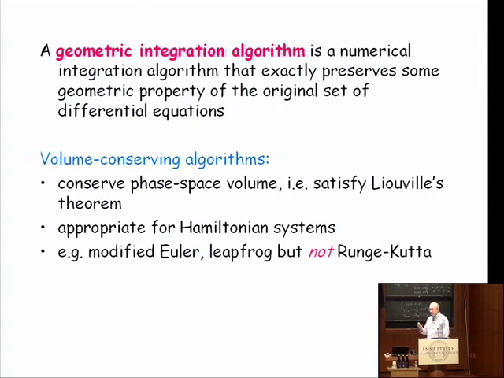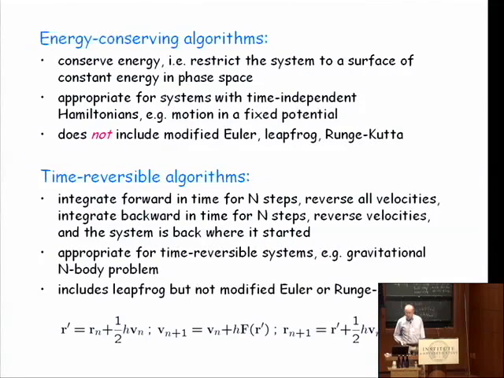But that's not the only geometric property that you might choose to use. You could also look at energy conservation. Any motion in a fixed potential conserves energy. Geometrically, it says that you have a whole phase space, but there's an energy surface of lower dimensionality in the phase space, and the system has to stay on that energy surface. And so if you can find an integration algorithm that keeps you on the energy surface, it's going to behave better than one that doesn't.